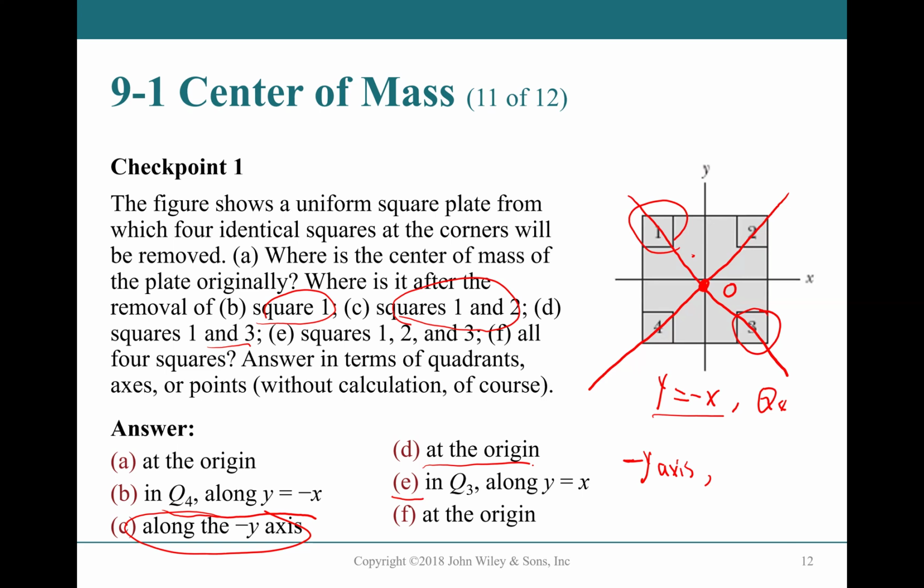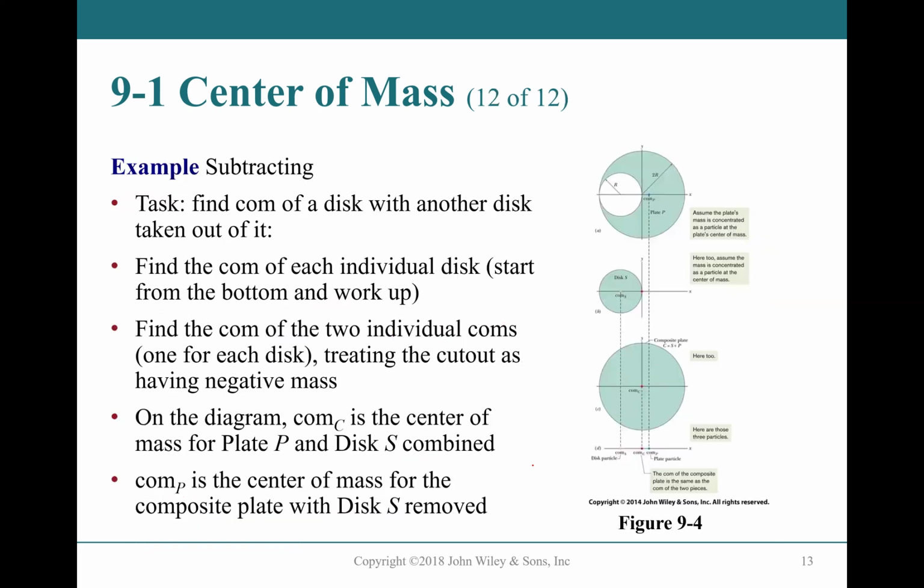So try E and F by yourself. It's very simple. As long as you can find the symmetry, you will be able to solve the problem. Okay?